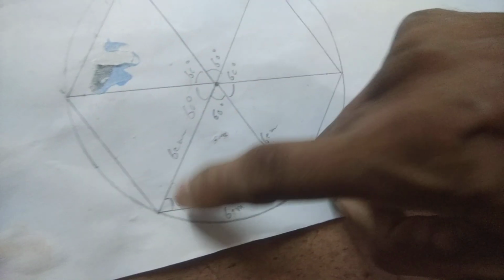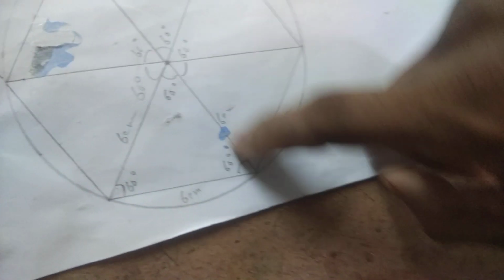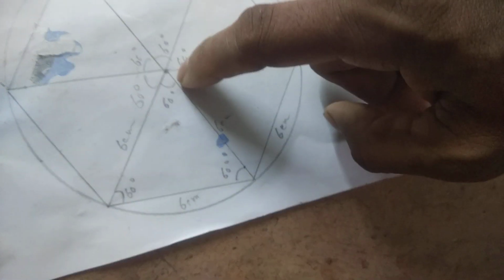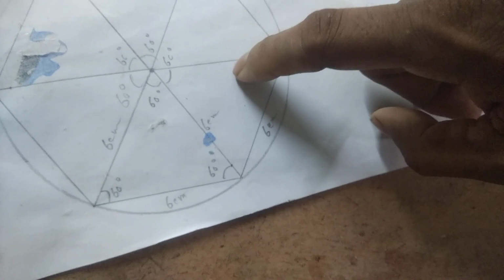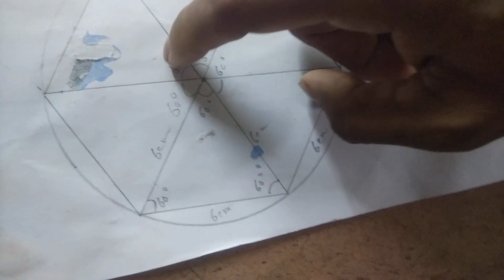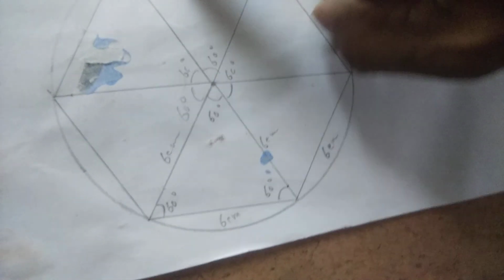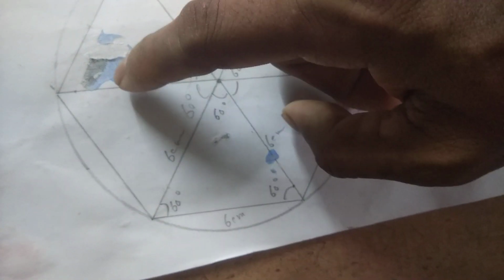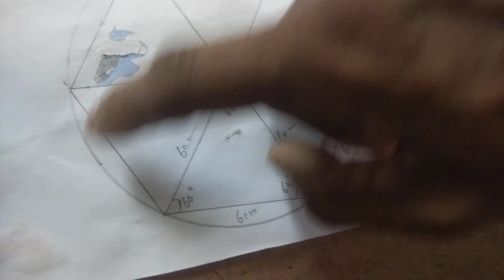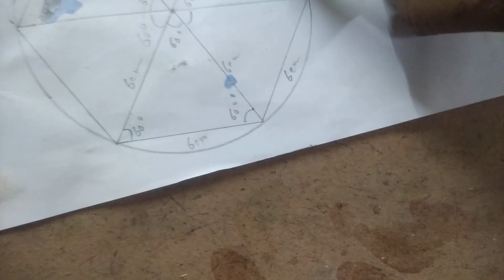Then you will get an equilateral triangle having 60 degrees, 60 degrees, 60 degrees, and this side is also 6 centimeters, 6 centimeters, 6 centimeters. Again, you take 60 degrees, you will get 6 centimeters, 6 centimeters, 6 centimeters. Repeat this, and cut along this side. 1, 2, 3, 4, 5, and 6.